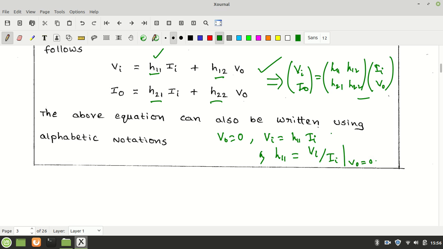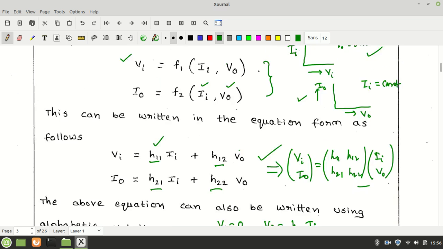So VO is equal to 0, that is output voltage is equal to 0, then the input voltage divided by input current is your H11 parameter. So H11 parameter is a resistance, because it is the ratio of the voltage and the current, but the resistance when the output terminal is short circuited, because VO is 0 means the output terminal is short circuited.